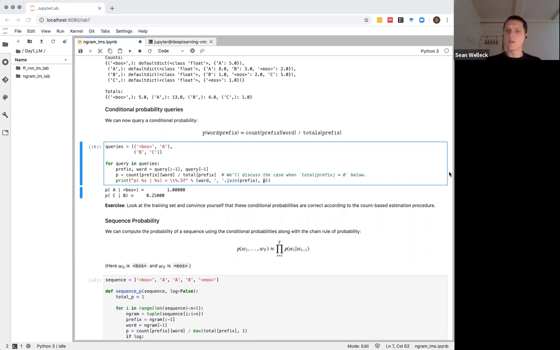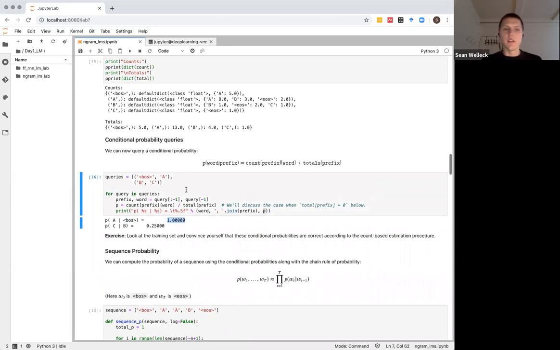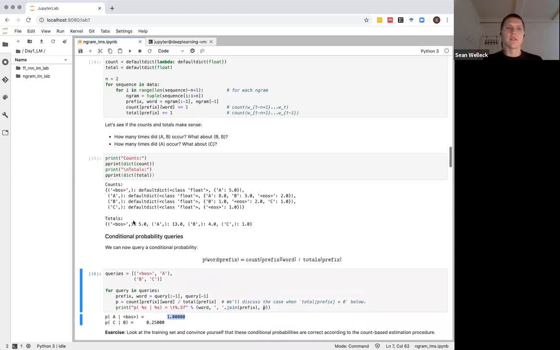Yes, and Shreyas put the formula there for how. Okay. So let's look at, after doing this estimation process, what does our model give us for these probabilities? So this is saying that following BOS, the probability of A is 1. Okay, so let's see if that makes sense. We go back to our data set and count it ourselves and see if that makes sense.